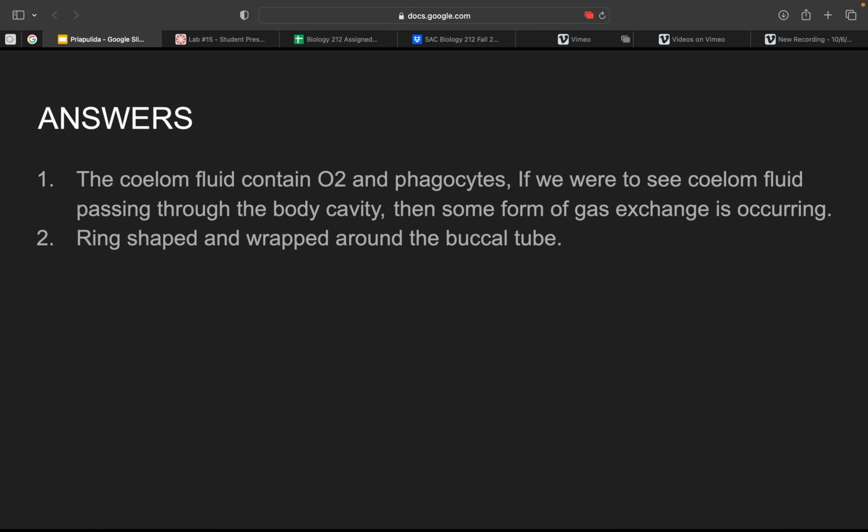So here are the answers. The coelomic fluids contain oxygen and phagocytes. If we were to see coelomic fluids passing through the body cavity, then some form of gas exchange is occurring. The brain is ring-shaped and is wrapped around the buccal tube.